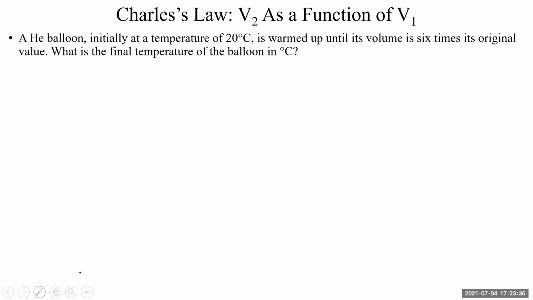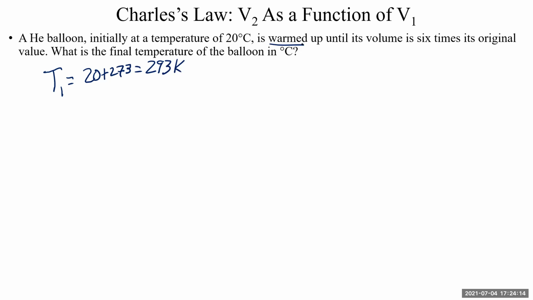Here's another one, Charles's law, where the second volume is given as a function of the other one. That sounds more complicated than it is, but really what I'm just saying is one is related to the other by some multiple. A helium balloon, always balloons and pistons when it comes to Charles's law, flexible walls of the container, a flexible volume. A helium balloon initially at a temperature of 20 degrees Celsius, so T1 equals 20 plus 273 equals 293 kelvins, is warmed.